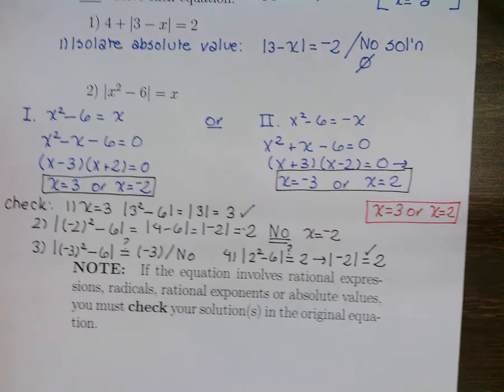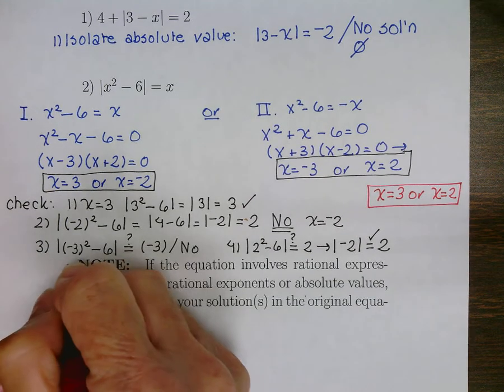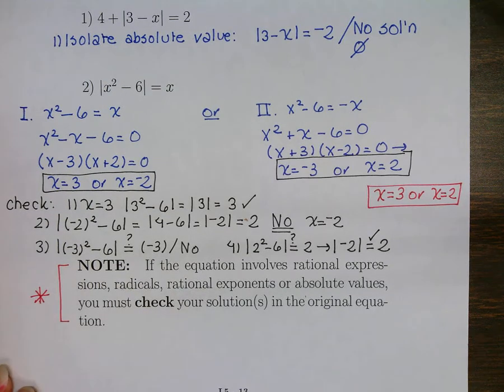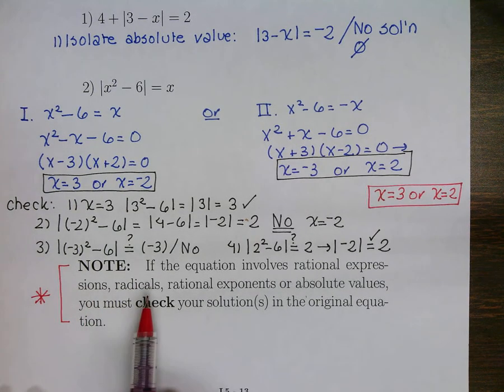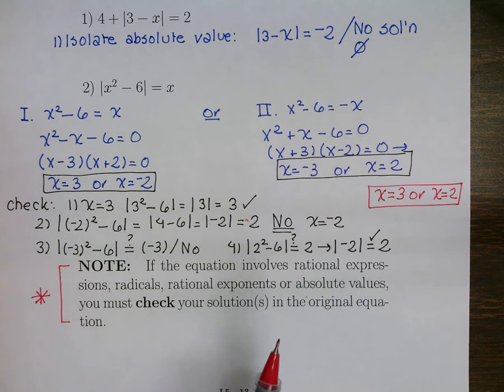Now please don't shortcut this process and try and come up with tricks so that you know when it works and when it doesn't, because every equation is different. What you have to remember is when you need to check. And it's a good idea to check all the time, but you have to check when you have rational expressions, radicals, rational exponents, or absolute values. Okay? So don't miss a problem on a quiz or a test because you don't check your solutions.